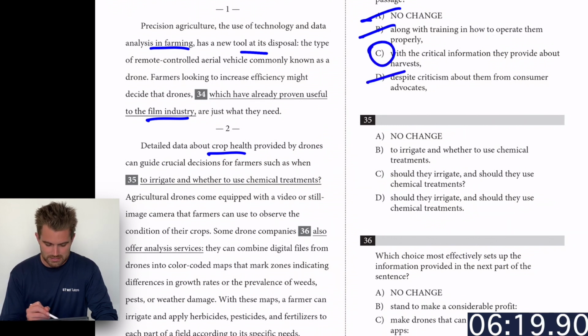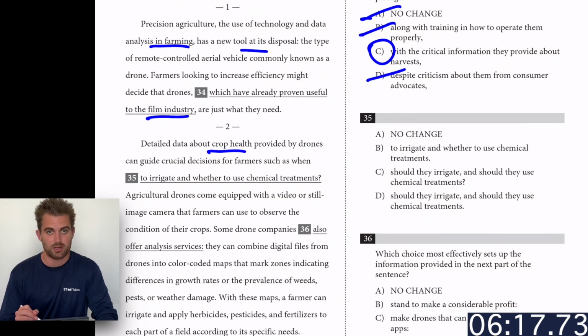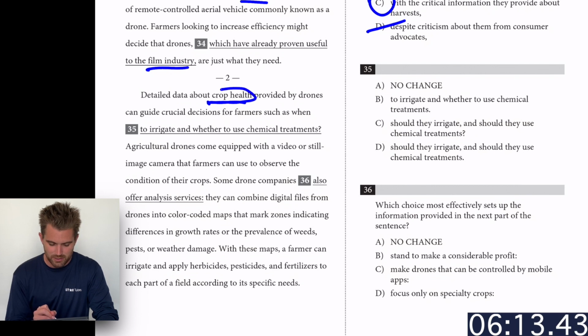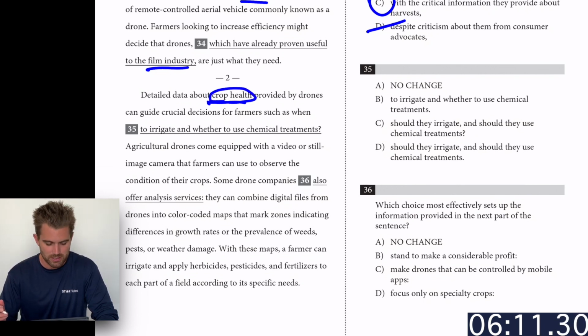Right? It's about farming. It says in the first sentence, it's starting to talk about farming, which means that in all likelihood, the passage is about farming. And then in the second paragraph, we see crop health. It's got to be about farming. Harvest is then the only one in answer choice C that mentions that.